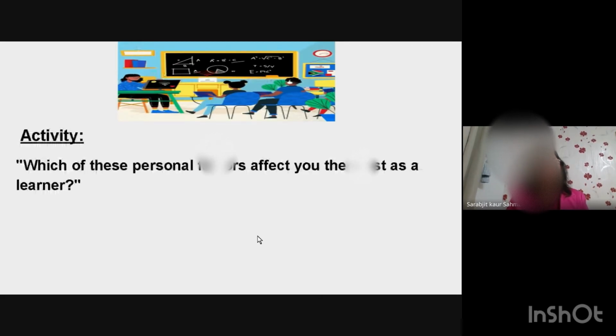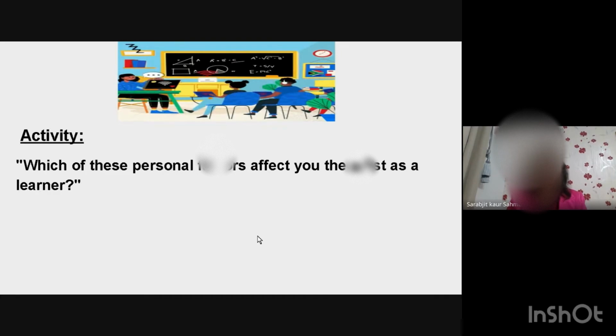Now let us see the personal factors. There is one activity. Which of these personal factors affects you the most as a learner? As you've seen, we have many different sub-factors in personal factors. So what do you think? Which factor has affected you?